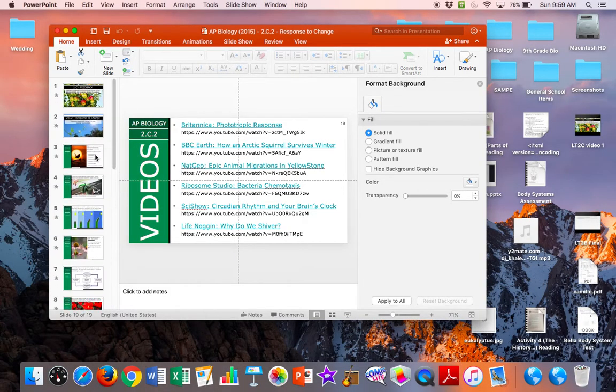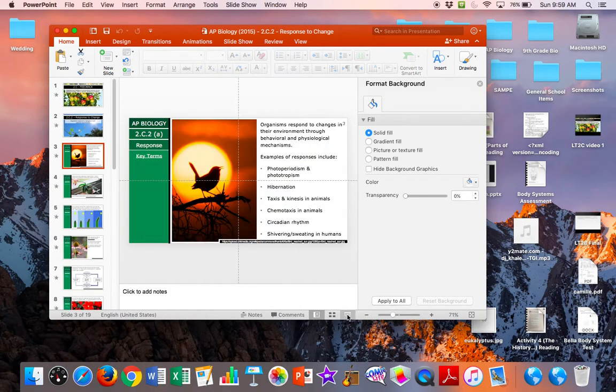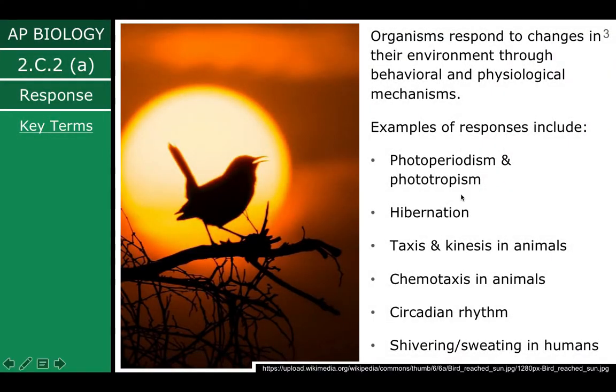But just going back here to this initial list. All of these are just examples that we need to understand, just very general. What is photoperiodism, phototropism, hibernation? Would you be able to just explain generally what these are and how each is an example of organisms responding to changes in their environment? And that's pretty much it for this one.